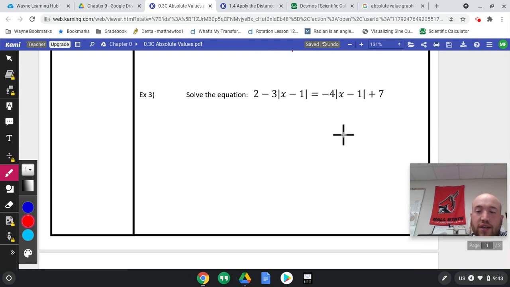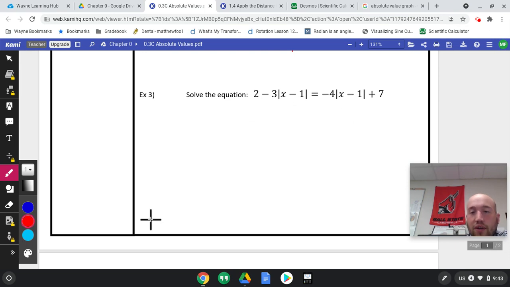All right, question 3 here. To many of you, it might look pretty complex. And it is a little bit difficult because we have multiple absolute values. But you might notice inside of these absolute values is the same thing, x minus 1. So since it's the same thing, we can treat that as one variable. It's like this is, say, a plus sign. This is the plus sign, so we have negative 3 pluses, negative 4 pluses.